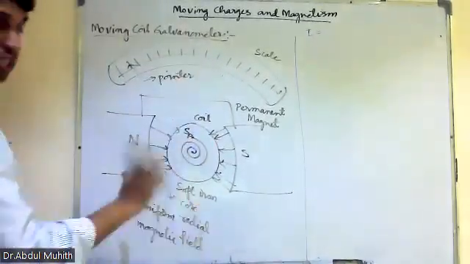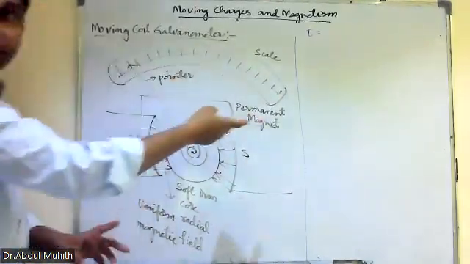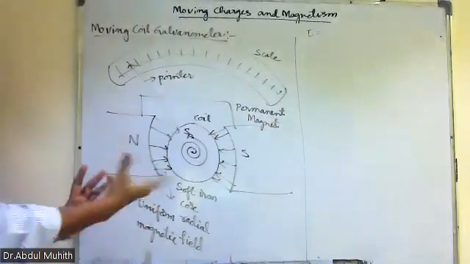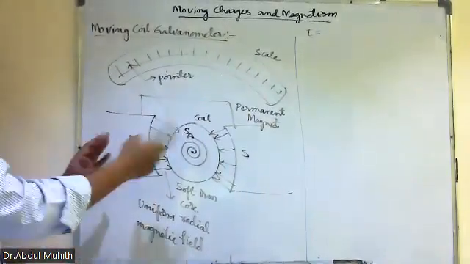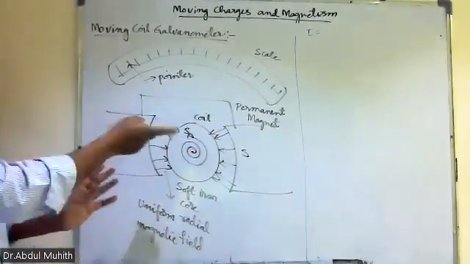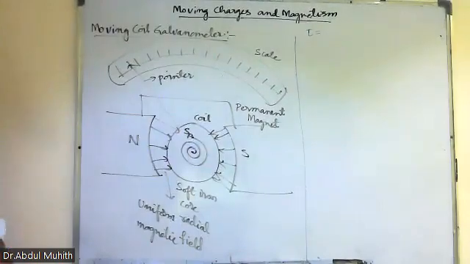At the bottom there is a spring. The spring will try to bring it back. If there is no spring, the pointer will go to the end. It will not come back. So there is a spring which is made up of phosphor bronze wire. It will try to bring it back so that the pointer will not break. Only that is the intention behind keeping a spring at the bottom.